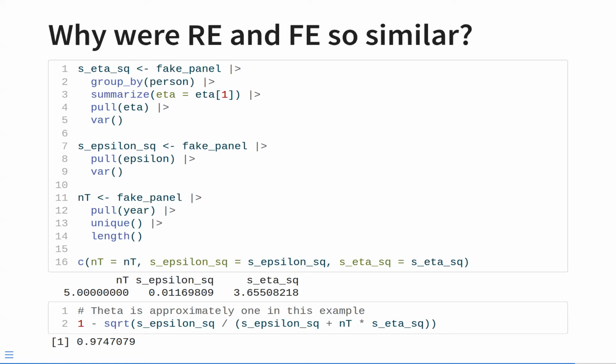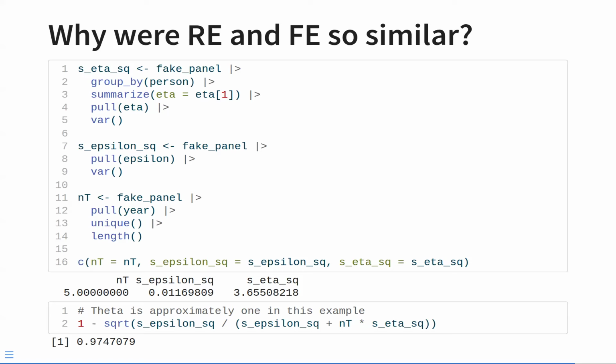Okay, let's take a peek. So there's 5 time periods. Sigma epsilon squared is quite small. It's about 0.01, whereas sigma eta squared is quite large. It's about 3.7. So now we can use the formula for theta to figure out why random effects and fixed effects were so similar in this particular example.